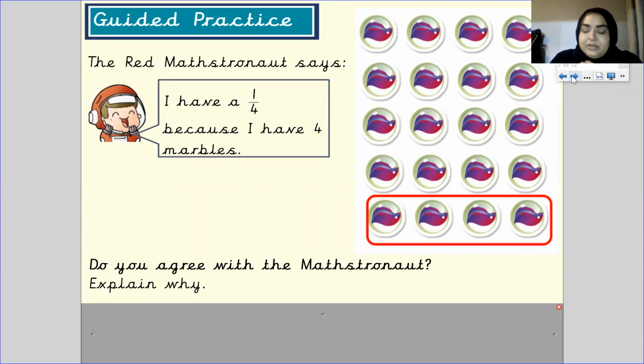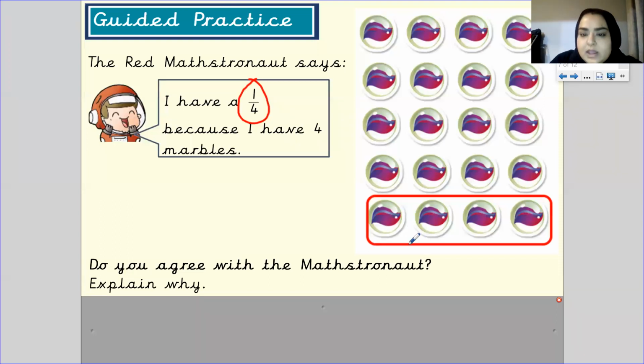Guided practice number 3. The red mathstronaut says, I have a quarter because I have 4 marbles. Do you agree with the mathstronaut? Explain why. Okay, pause the screen now and work it out.